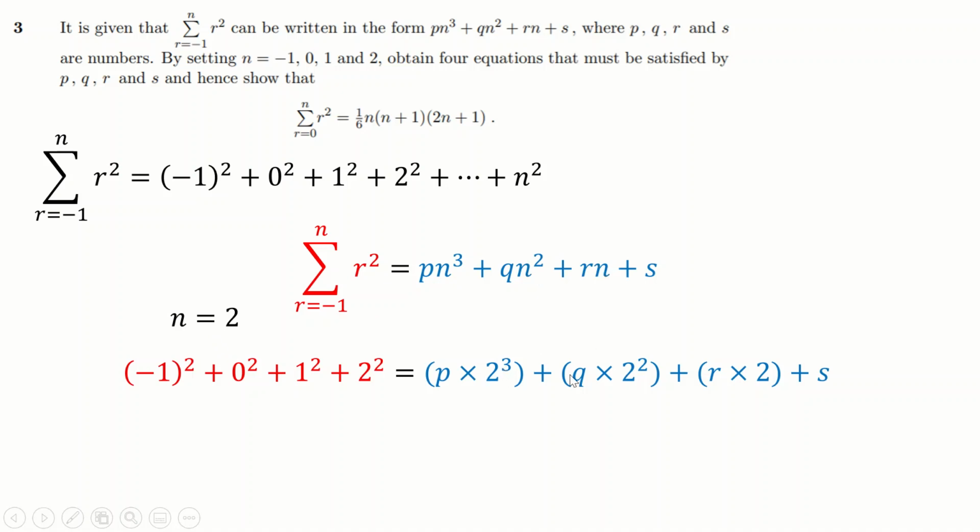So you get p times 2 cubed, q times 2 squared, and r times 2, and you end up with this here. So that, be careful, is a positive 1, plus 1 is 2, plus 4 is 6, and that's an 8p, that's a 4q, that's a 2r.